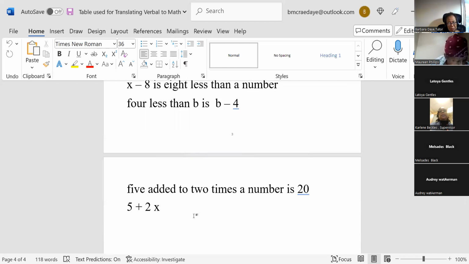What's the number? I could put it like a B, something like that, or A. Okay, you could put B. Equals 20. Audrey, is that correct?